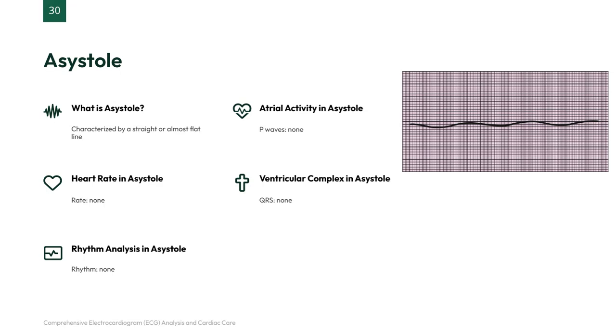Asystole is essentially the absence of any electrical activity in the heart, which is why on an ECG we see a straight or almost flat line.